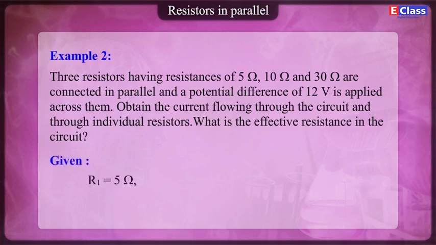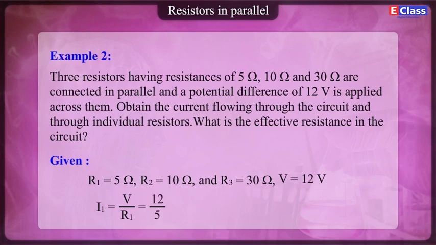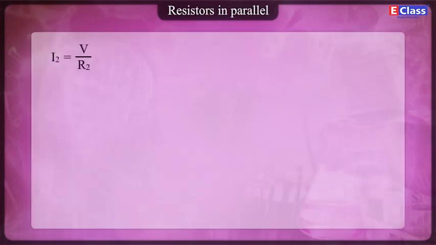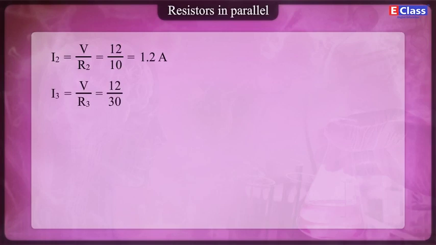Given R1 is equal to 5 ohm, R2 is equal to 10 ohm and R3 is equal to 30 ohm, V is equal to 12 volt. I1 is equal to V upon R1, which is equal to 12 upon 5, which is equal to 2.4 ampere. I2 is equal to V upon R2, which is equal to 12 upon 10, which is equal to 1.2 ampere. I3 is equal to V upon R3, which is equal to 12 upon 30, which is equal to 0.4 ampere.